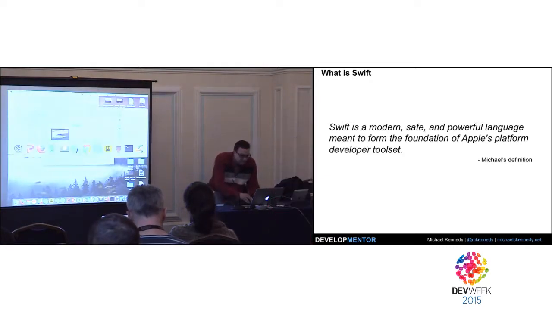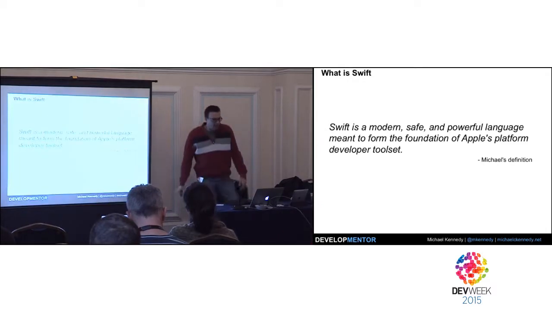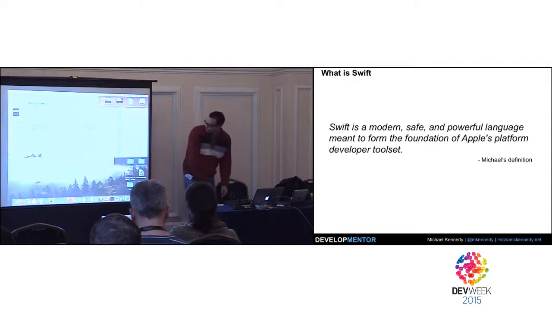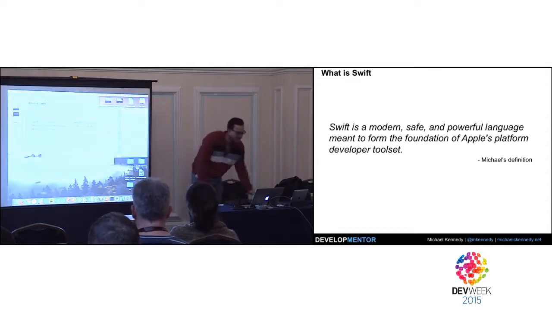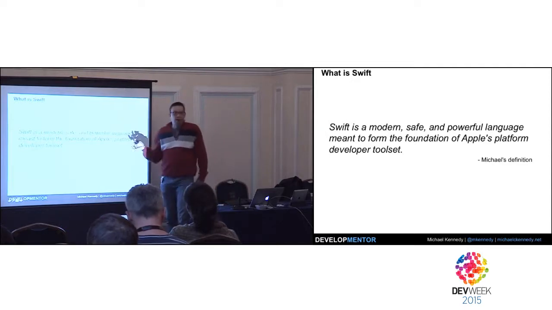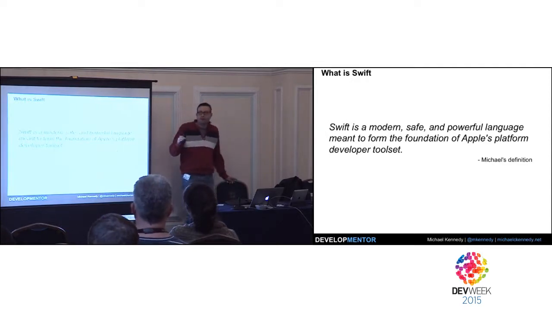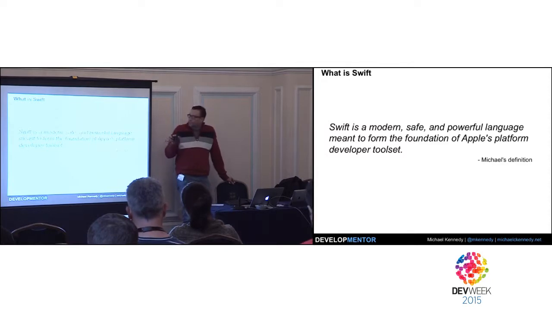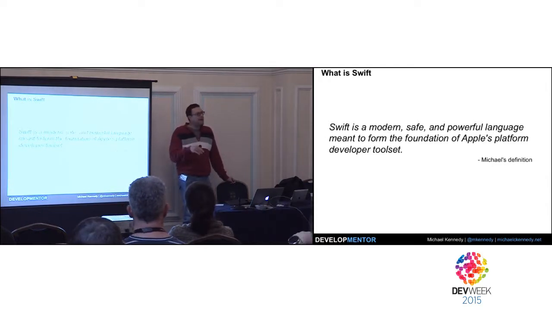Okay, back we go. All right, so here's what I would define Swift to be. Swift is a modern, safe, and powerful language meant to be the new foundation for building apps for Apple's platforms, iOS and OS X. I think this is very similar to what we saw when .NET came out for Windows. You guys remember what was before .NET, right? That was a while ago. But there was a time before, and it was painful.